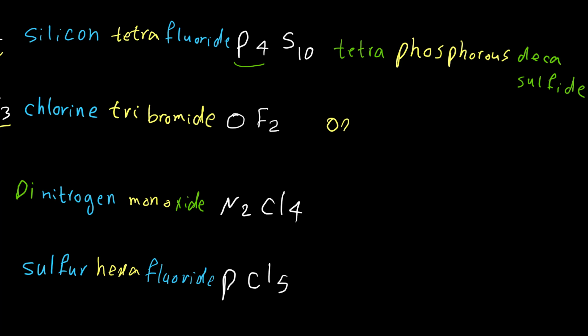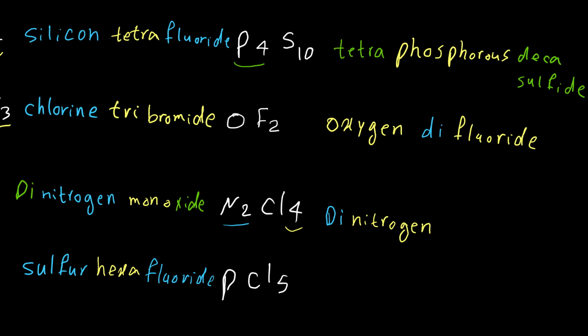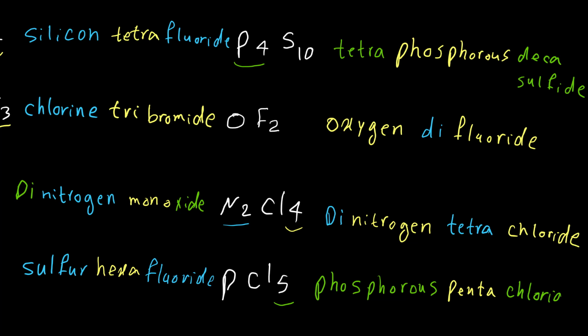The next one, oxygen difluoride. We have 2 nitrogen here, so dinitrogen. Then we have 4 chlorine, tetrachloride. And the last one, we have phosphorus, and then we have 5 chlorine, pentachloride.